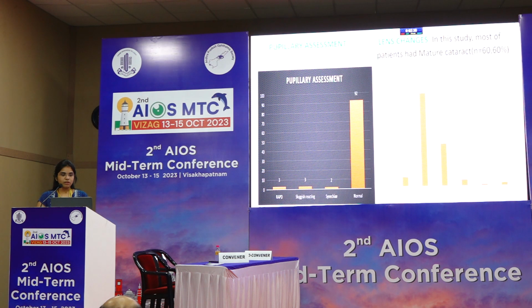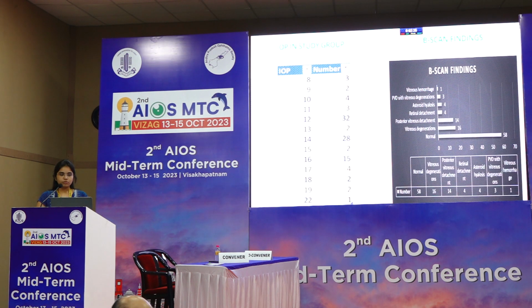Pupillary assessment: 92 patients had normal pupil, while 3 had RAPD, 3 had sluggish reacting pupil, and 2 with synechiae. And in this study, most of the patients had mature cataract, about 60%. IOP: most of the patients had an IOP of 32 patients, and the least was 1 patient with 22 millimeters of mercury.